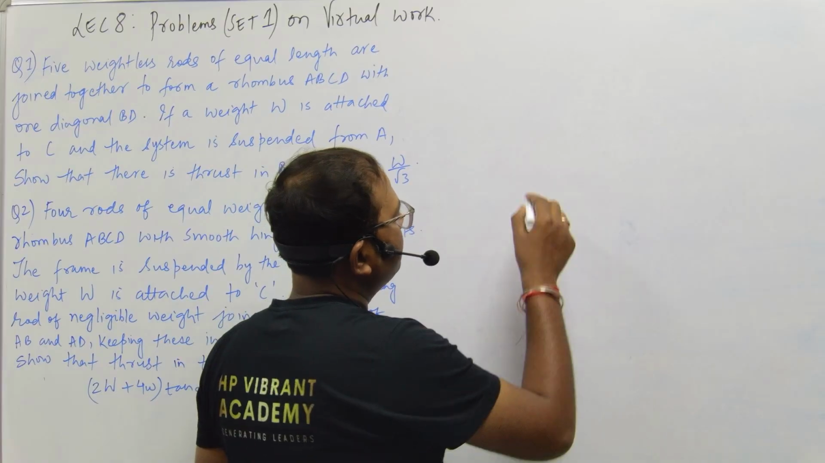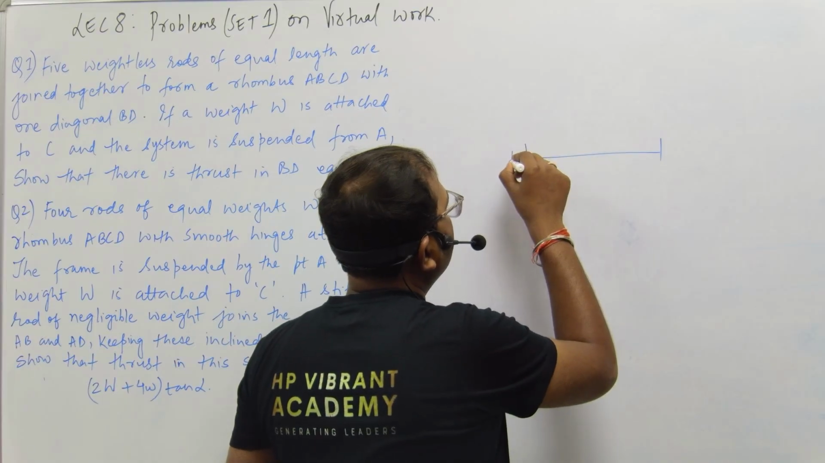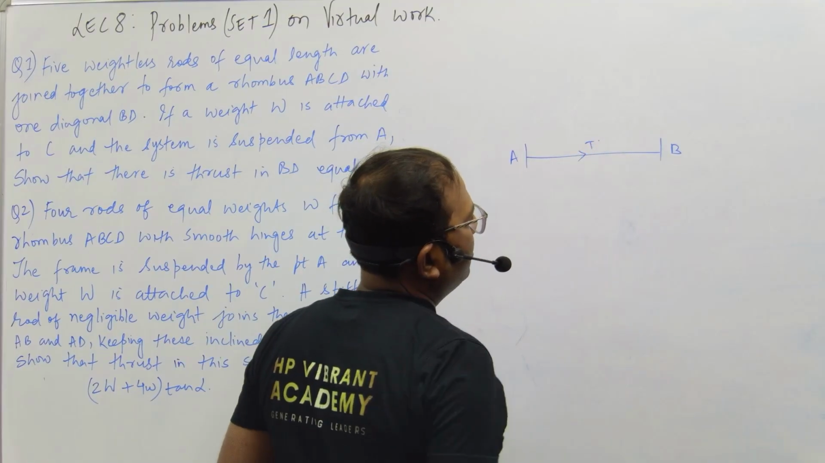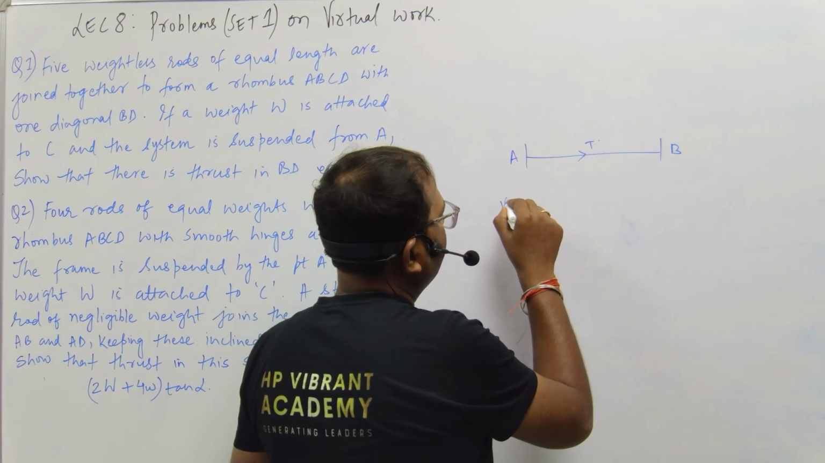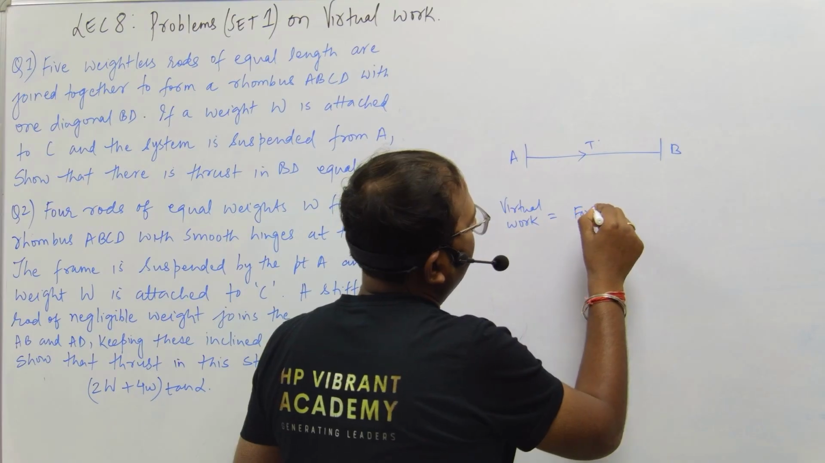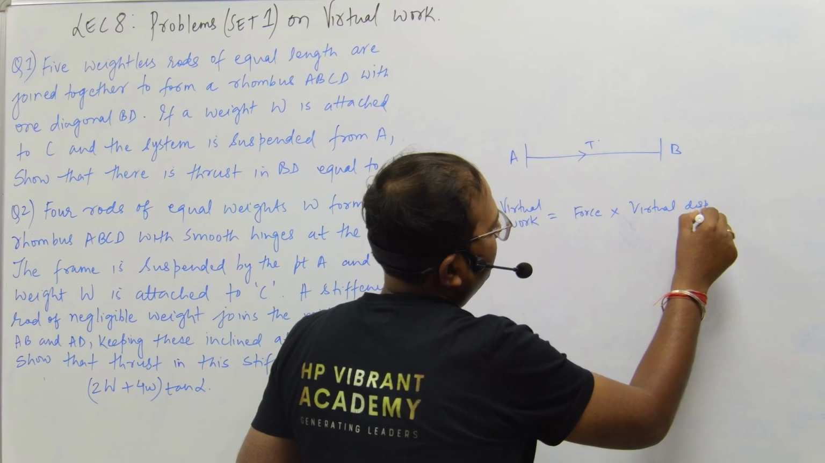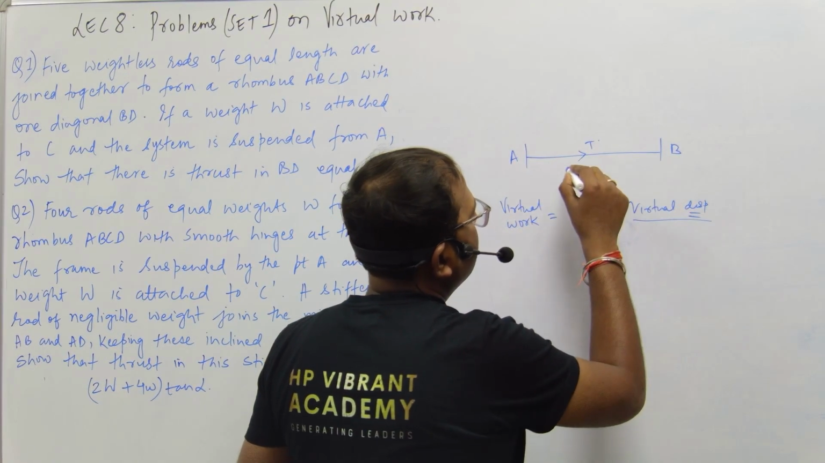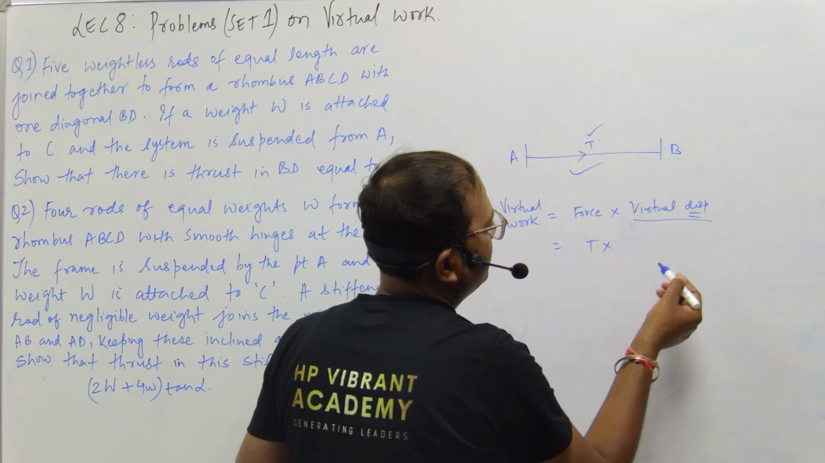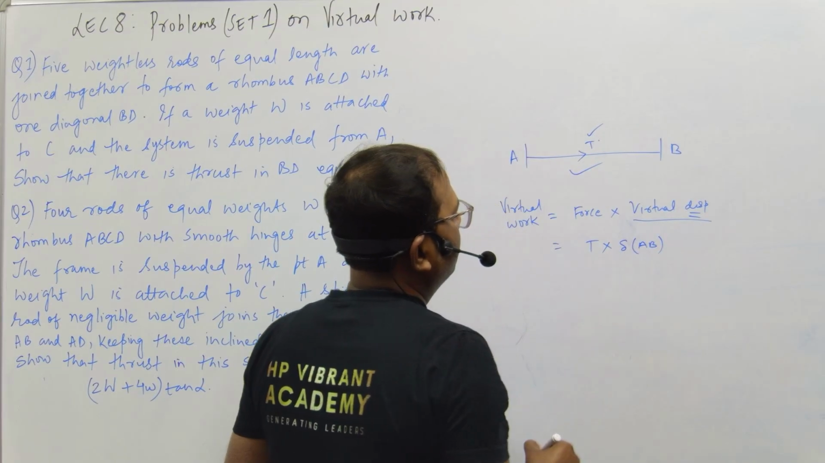Let us consider a string like this, that is fixed at 2 points. Let us consider this as A and this as B, and we have the tension in the string as T. So what will be the virtual work done? The virtual work is equal to force times virtual displacement. This distance is AB, so the virtual displacement is the change in AB, and the force is T. So T times change in AB is the virtual work.